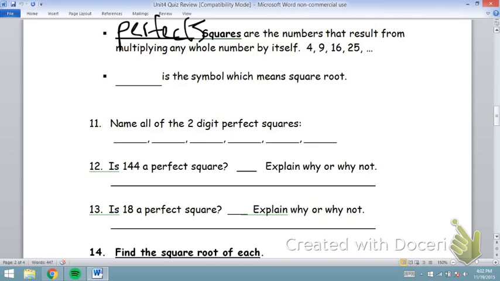So the symbol which means square root is this check mark. And it's pretty much the same on your calculator, except it's got a variable x underneath it, which normally would be a number that you're finding the square root of. Okay. So naming all the 2-digit perfect squares, they are as follows. You have 16, which is 4 times 4, 25, which is 5 times 5, 36, which is the result of 6 times 6, 49, which is the result of 7 times 7, 64, the result of 8 times 8, and 81, the result of 9 times 9.